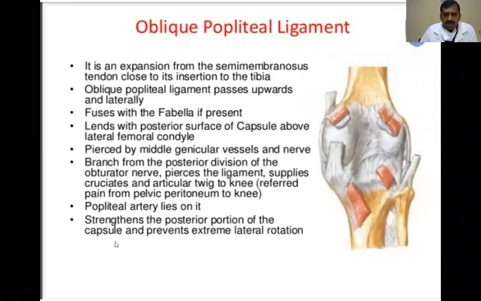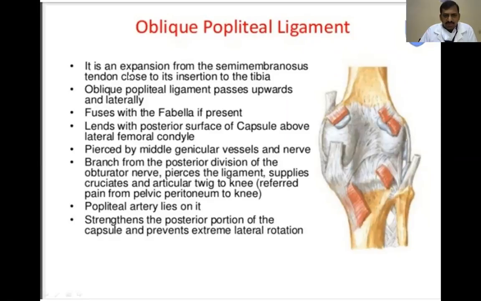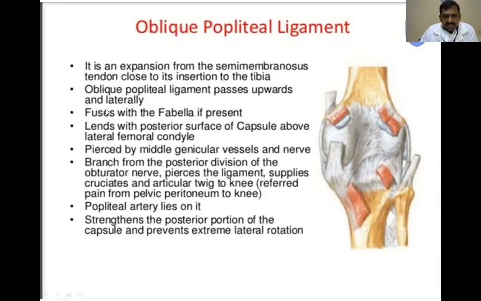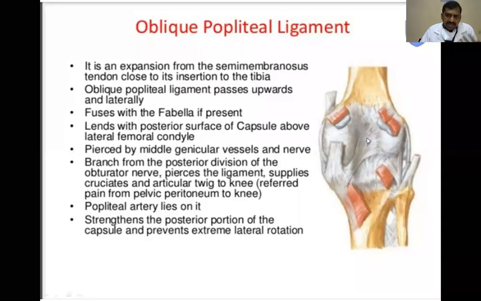Next, the oblique popliteal ligament. This is the oblique popliteal ligament. It is nothing but an expansion of the semimembranosus tendon, and it crosses the insertion on the tibia. The oblique popliteal ligament passes upwards and laterally and fuses with the fibula if present. Patella is a sesamoid bone.